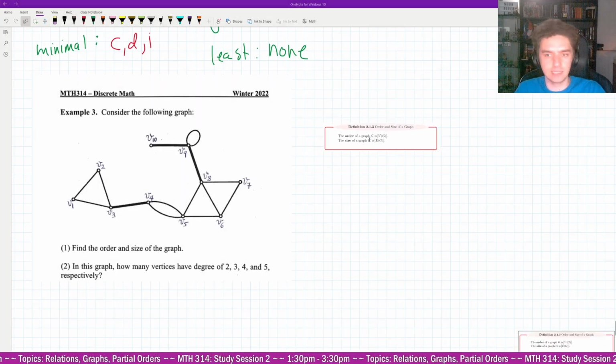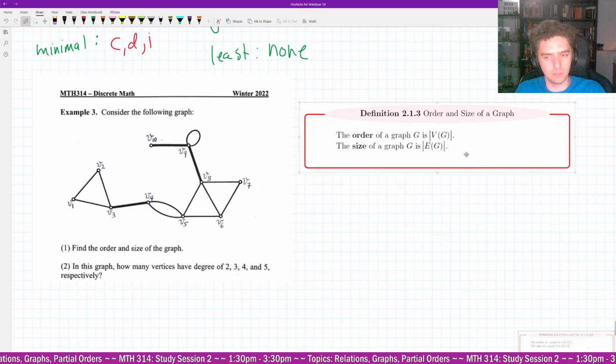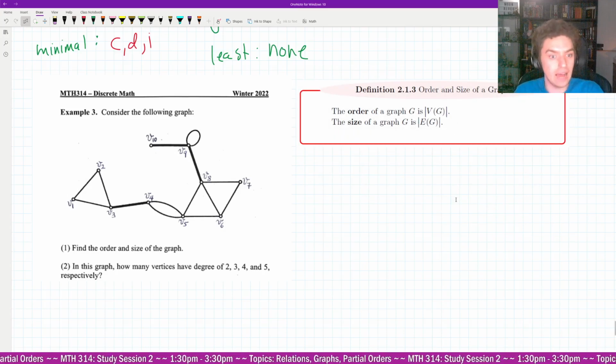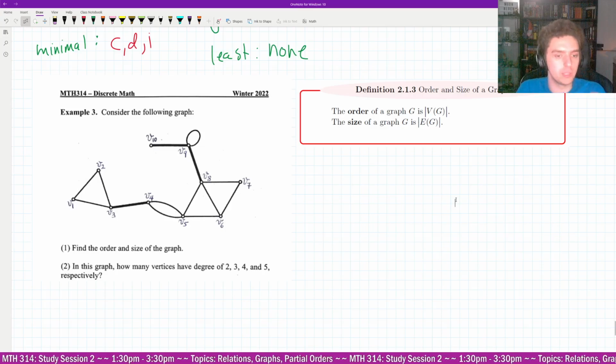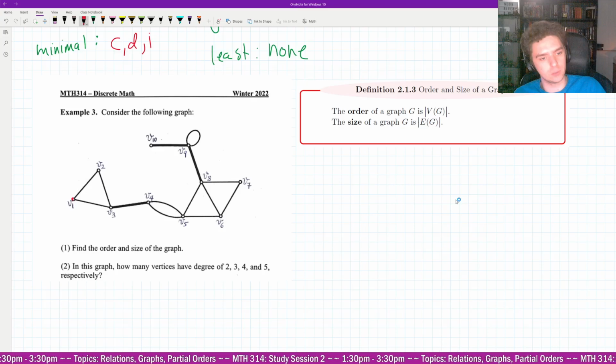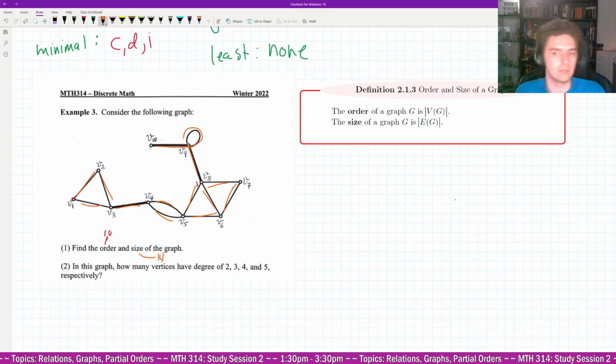So a graph is composed of an edge set and a vertex set. The order of a graph, the order of the whole graph, not the order of a node, but the order of the whole graph is the magnitude of the vertex set. So the order of this whole graph is 1, 2, 3, 4, 5, 6, 7, 8, 9, 10, right? So the order is just going to be 10. It's just the number of vertices. And the number of edges, 1, 2, 3, 4, 5, 6, 7, 8, 9, 10, 11, 12, 13, 14, is going to be the size. And that's it. Just the number of edges. So if you have multiple edges, you do count them as multiple edges.